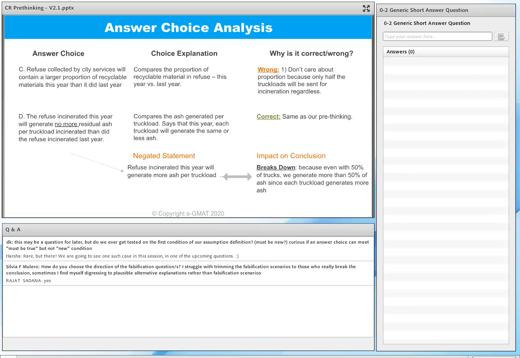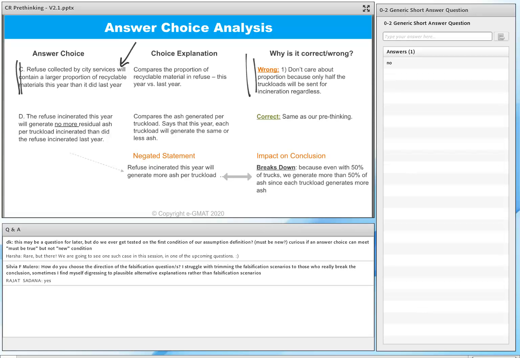Let's look at choice C. It was the most popular answer choice. We actually addressed choice C. Refuse collected by city services will contain a larger proportion of recyclable materials than it did last year. Does that matter given what we've done? If we only are sending half as many truckloads for incineration, the amount of recyclable material is immaterial. Right? Because it's given to us, we are sending half as many truckloads. People who chose choice C, is that clear? Why in the context of this argument, this thing doesn't matter?